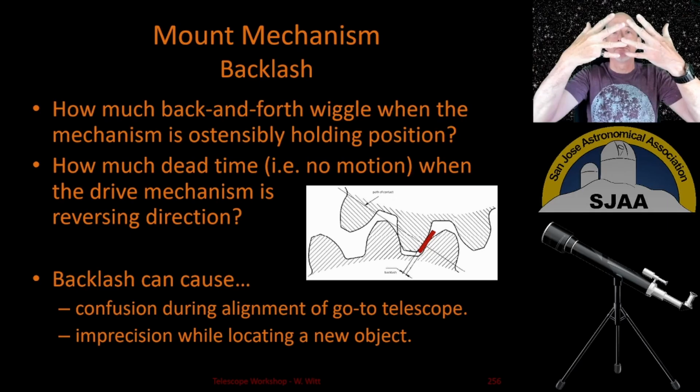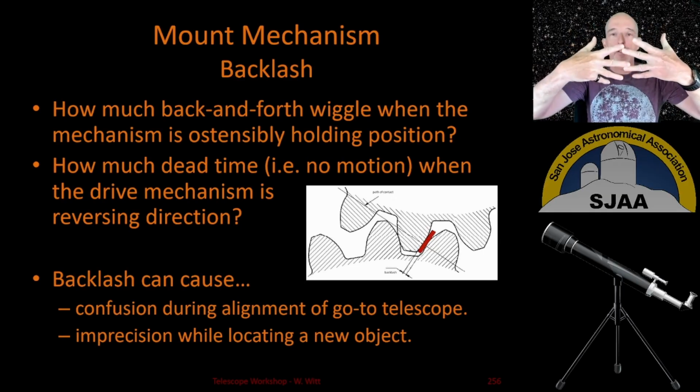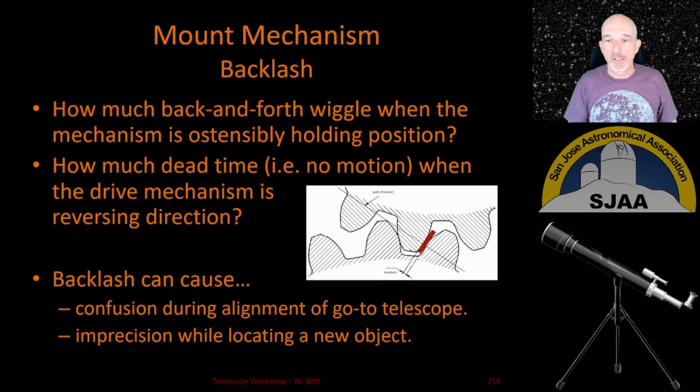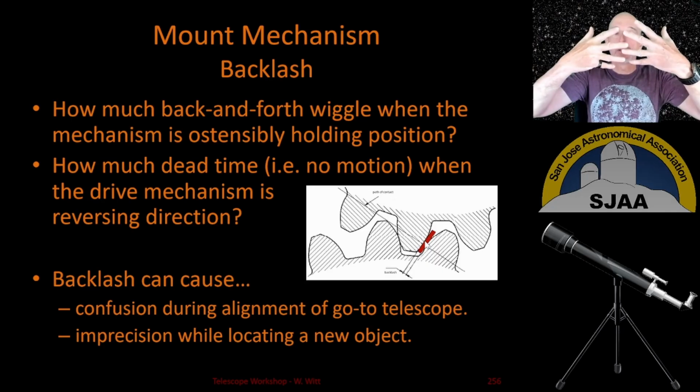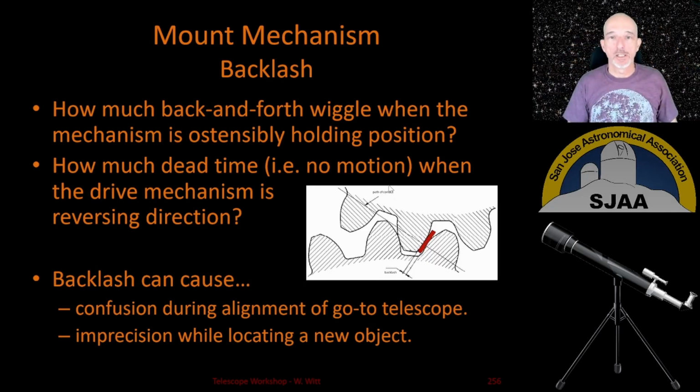But now what if we reverse direction here? Notice that if my drive gear reverses direction, for a little while nothing happens until they touch again here, and then the driven gear starts to move. And that is basically what this is trying to illustrate as well. And this slop here, that is what is called backlash. And that is what would cause wiggle up here or dead time down here.